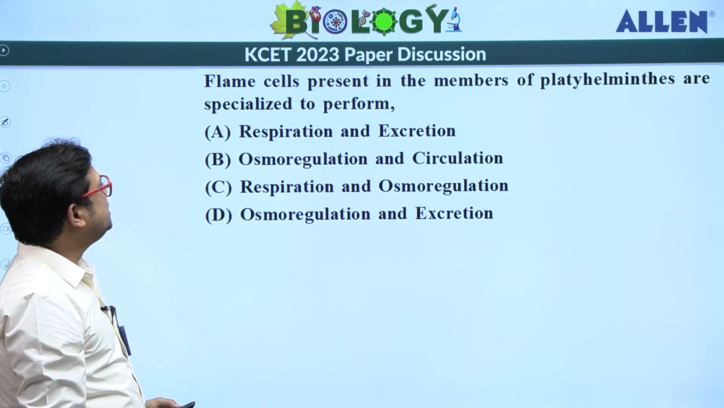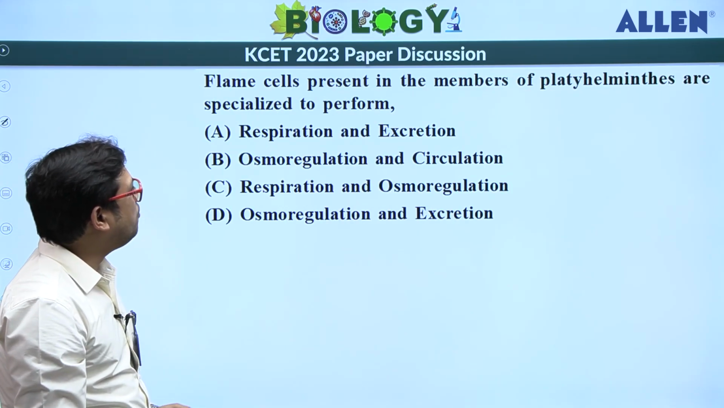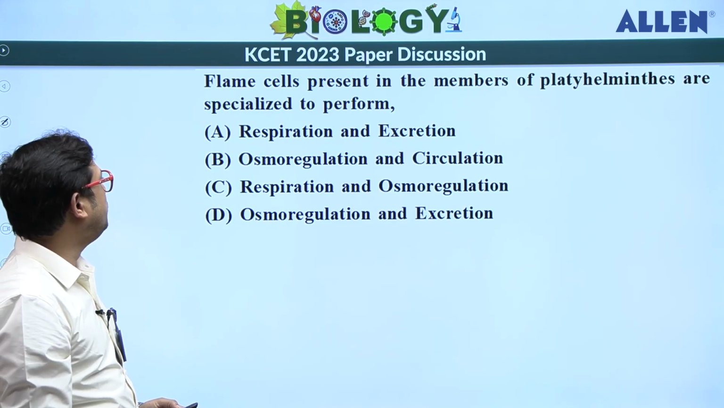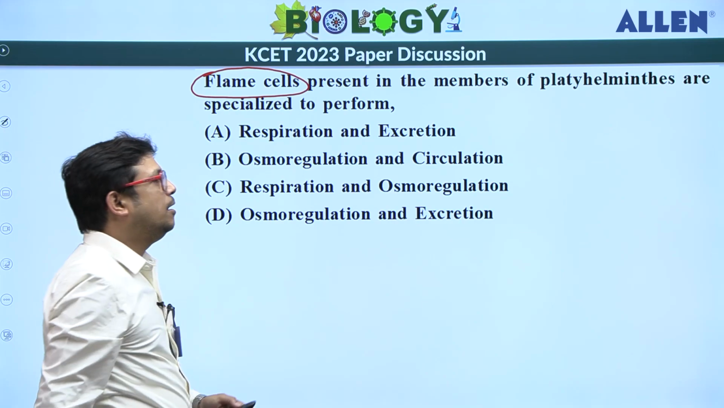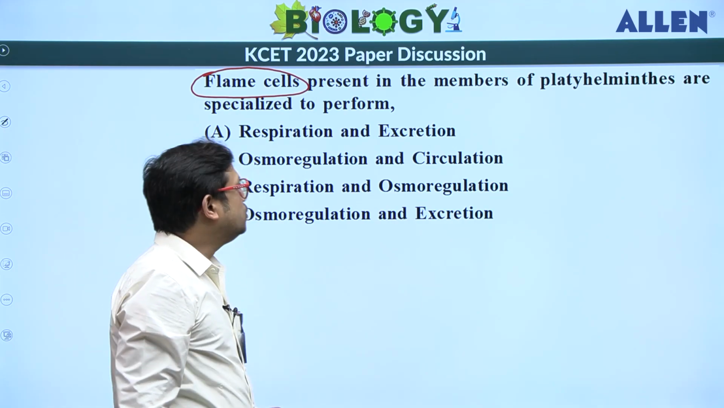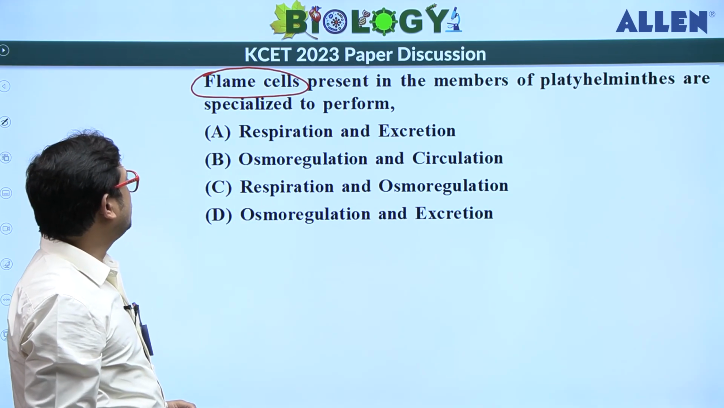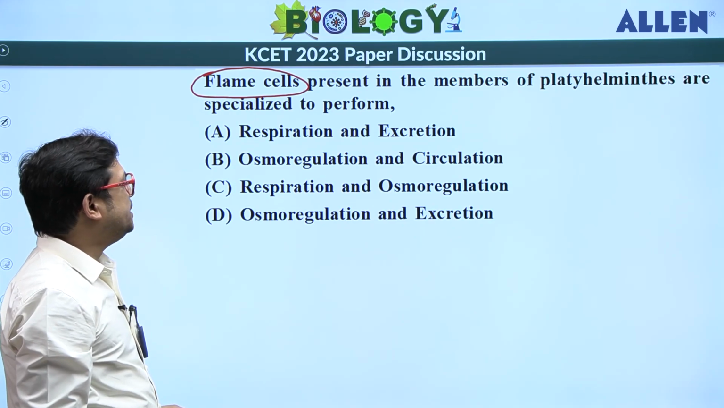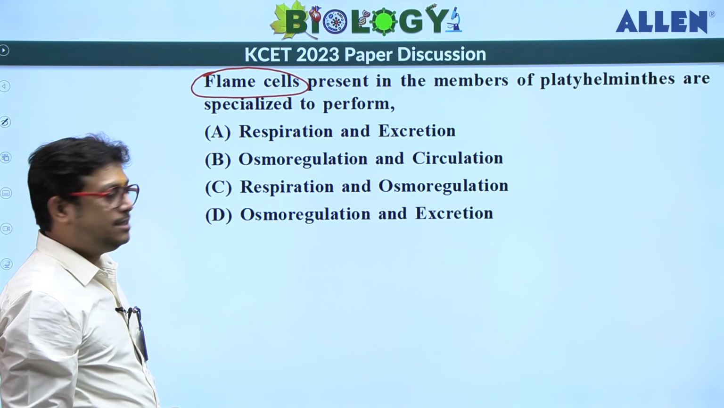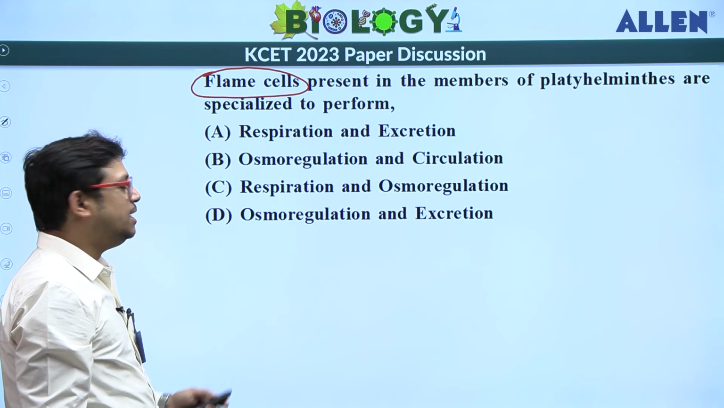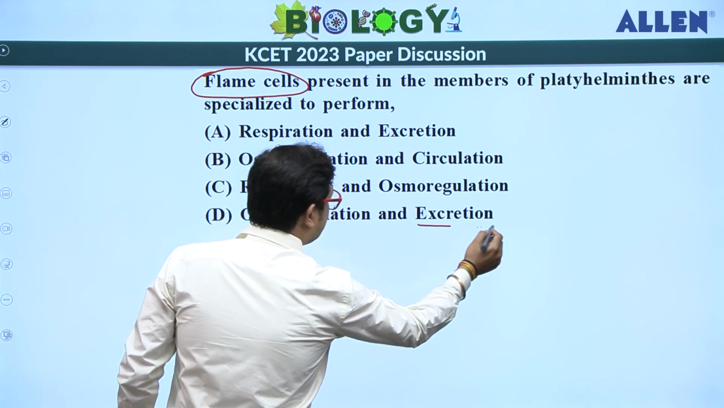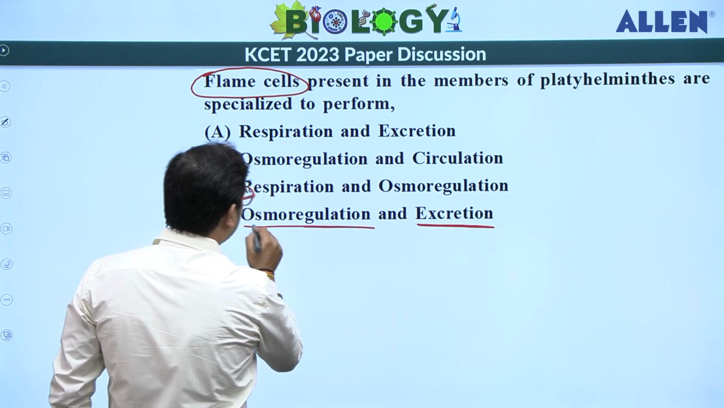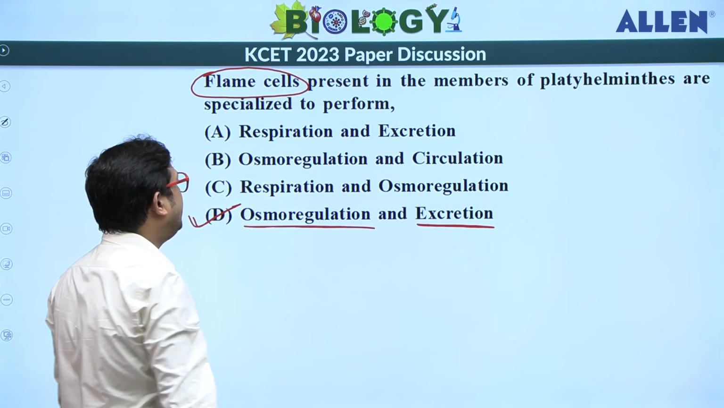Next, flame cells present in the members of Platyhelminthes are specialized to perform what? These flame cells in Branchiostoma are also called solenocytes. So they are especially meant for excretion. Excretion is also associated with osmoregulation. So excretion is always associated with osmoregulation. So the answer should be D.